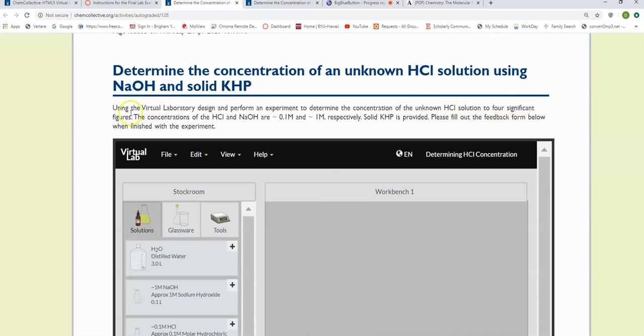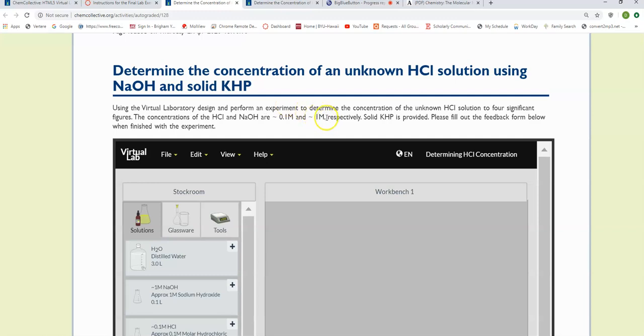To 4 significant figures, the concentrations of the HCl and NaOH are about 0.1 molar for the HCl and 1 molar for the sodium hydroxide, respectively. Solid KHP is provided. Please fill out the feedback form below when finished. So we don't have to do the feedback form, right?